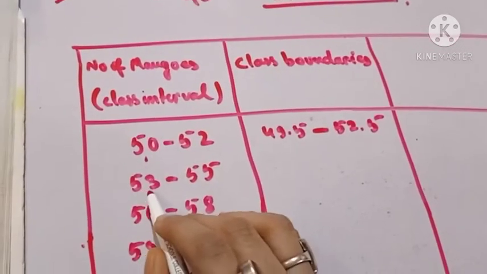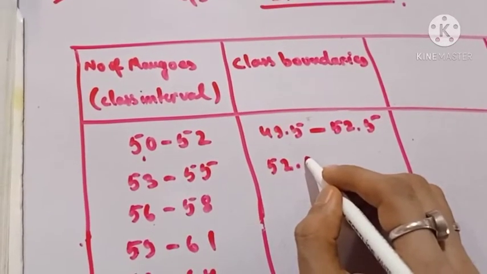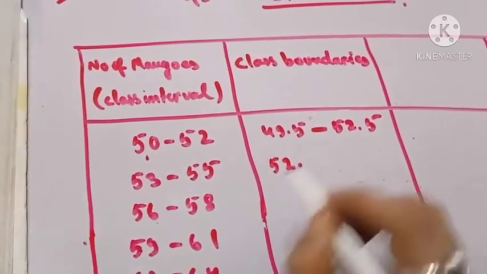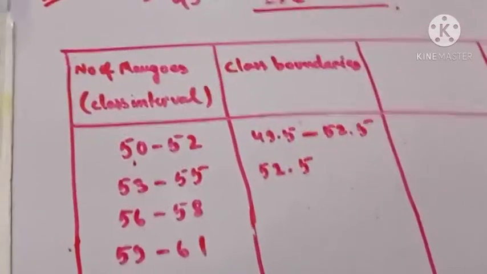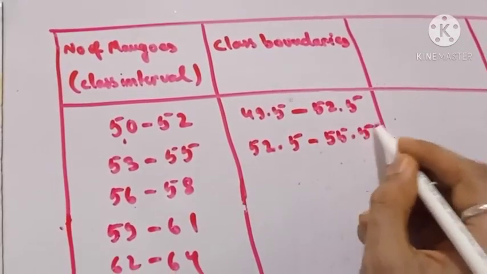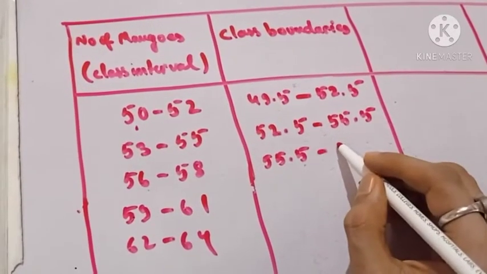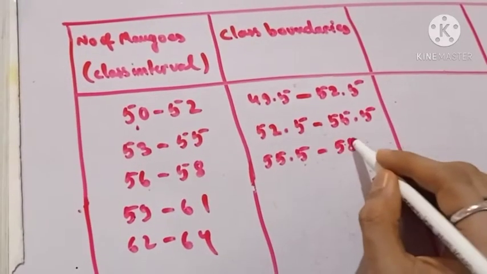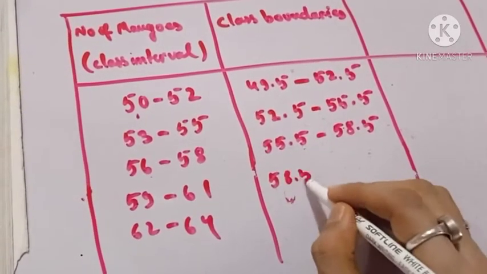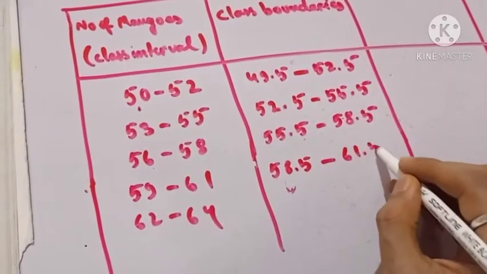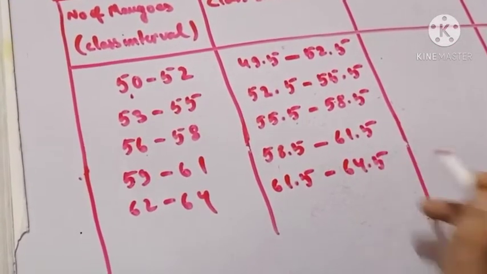Next, this will become 52.5 to 55.5. This will become 55.5 to 58.5. This will become 58.5 to 61.5, and this will become 61.5 to 64.5.